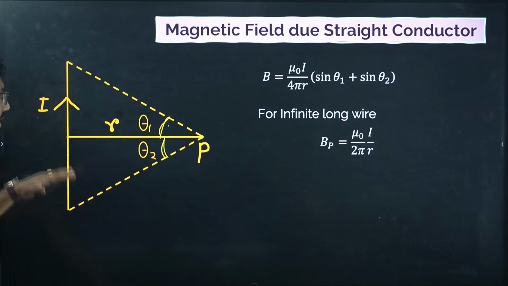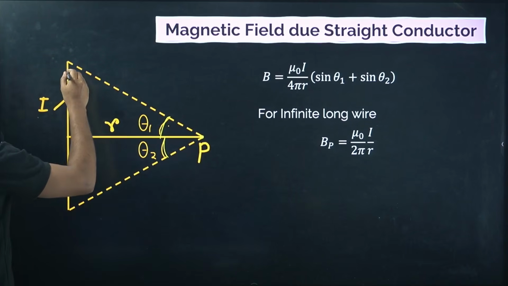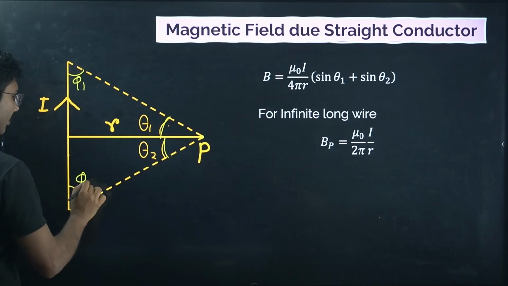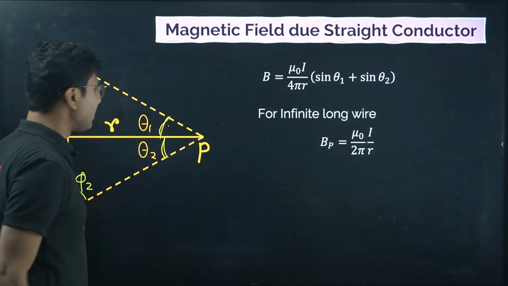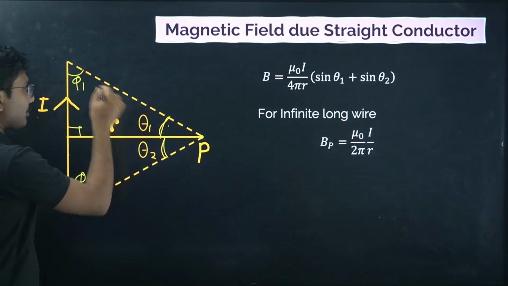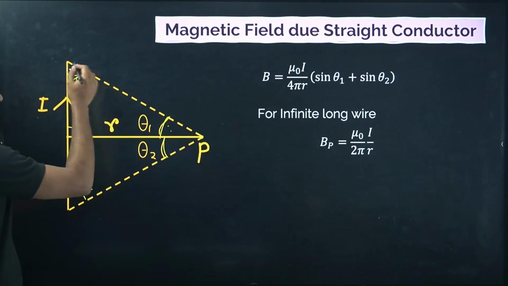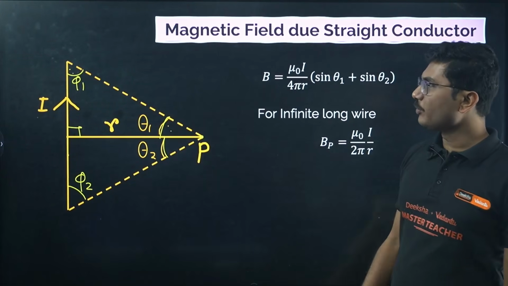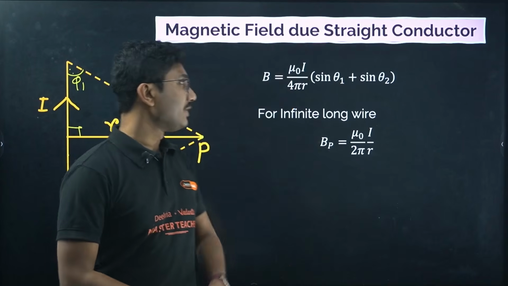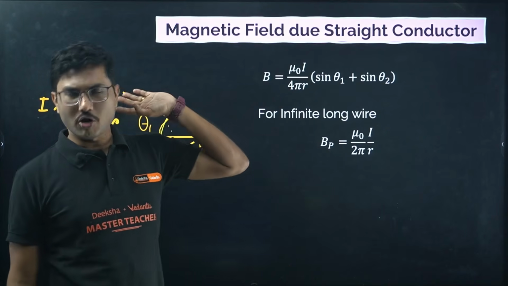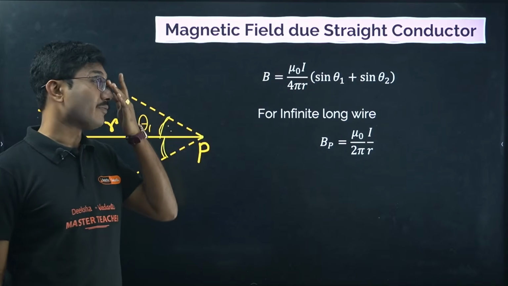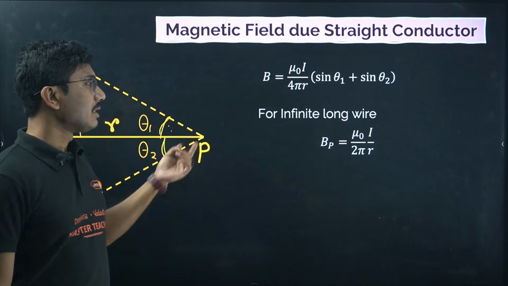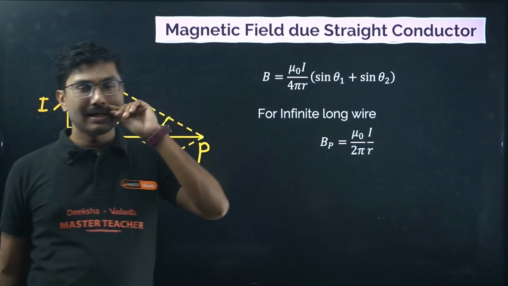This is for a finite wire, the angle will be given. Now instead of this angle, if this angle is given, suppose phi 1 and phi 2, either you can convert into theta 1 because this is a right angle triangle. Suppose this is 30, this will be 60. So you can either convert it into theta 1, theta 2 and use this same formula, or if these two angles are given, you can use cos phi 1 plus cos phi 2, that formula you can also apply. For a long infinite wire, the formula is mu naught I by 2 pi r.